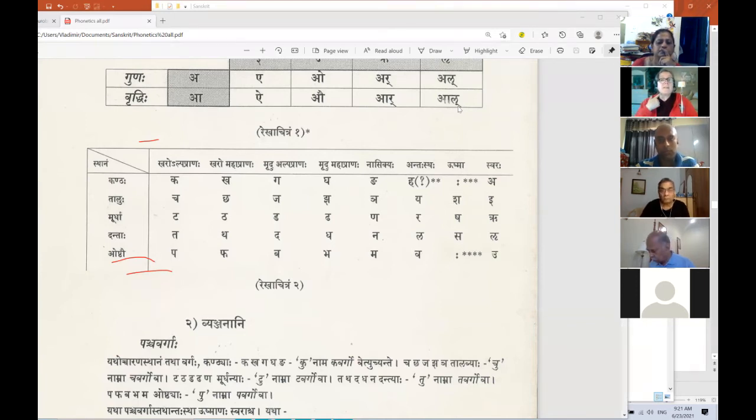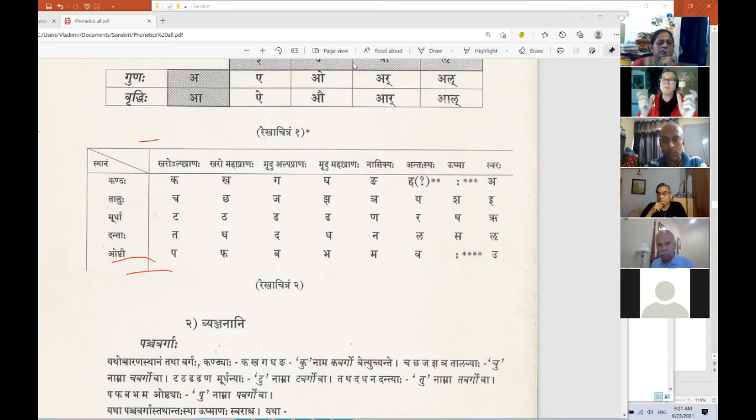So, why am I speaking of this R? Because you see where R is, it is in the same position as the visarga, they are both in the guttural position. And so when you say Agnih, the visarga before a voiced consonant or vowel becomes R. If you say Agnih atra, it becomes Agnir atra. It is voiced between two vowels. Or Agnih dahati becomes Agnir dahati.